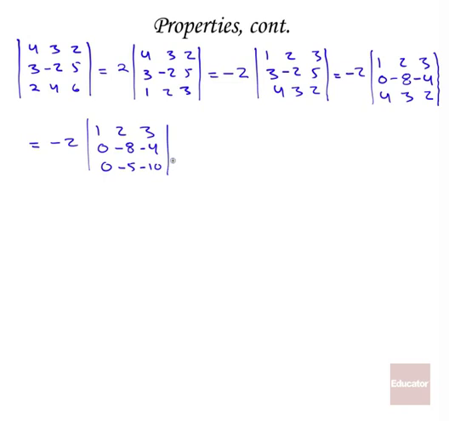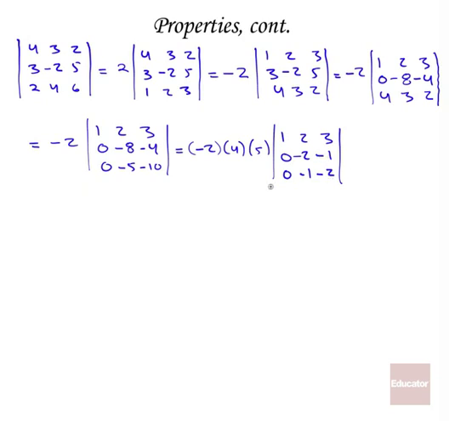I'm going to factor out, notice here, there's an 8, there's a 4. I'm going to go ahead and factor out a 4. So -2, we'll take a 4, and I'm going to also take out a 5 here. That turns it into 1, 2, 3, 0, -2, -1, and 0, -1, oops, that is a -10. If I divide by 5, that should give me a -2. Okay, so all I've done is factor out.